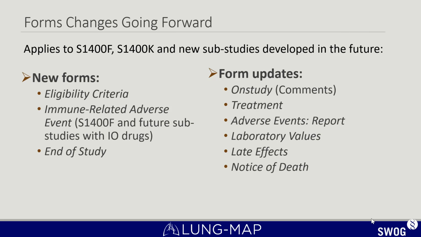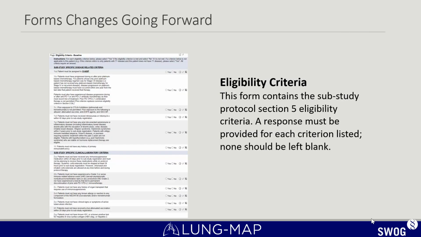And this you will see on S1400F, S1400K, and any new sub-studies that we develop in the future. And then, of course, the older sub-studies are still using the forms that we started with some tweaks. So the first one is the eligibility criteria form. Melissa covered this. Basically, it contains all of the different sub-study eligibility criteria from Section 5 of the protocol, and you just have to go through and electronically say yes to every question, confirming that the patient did meet all of the eligibility criteria.